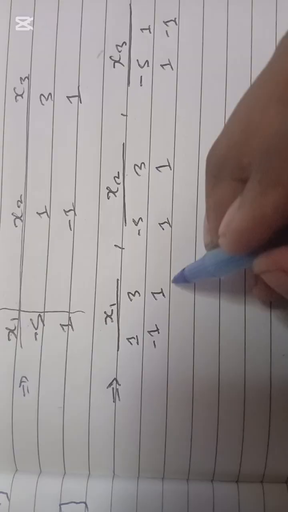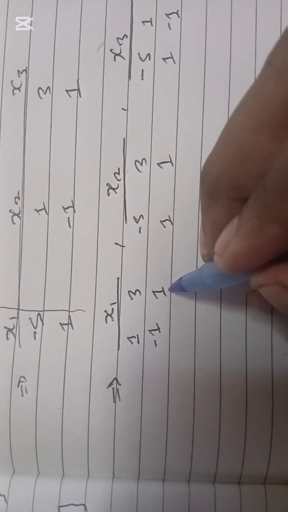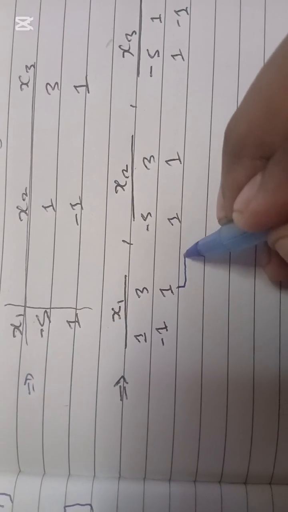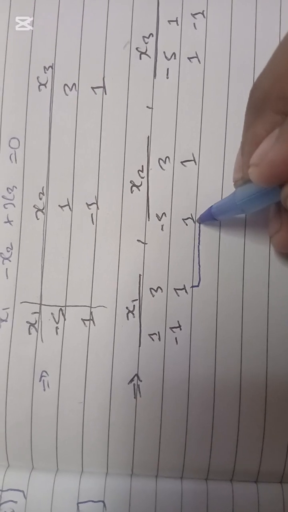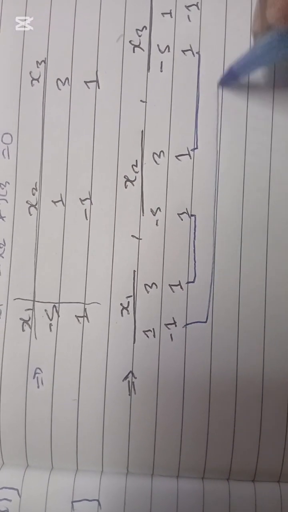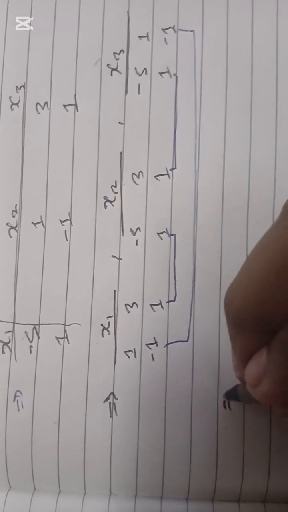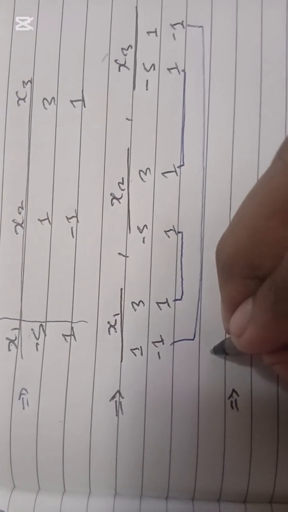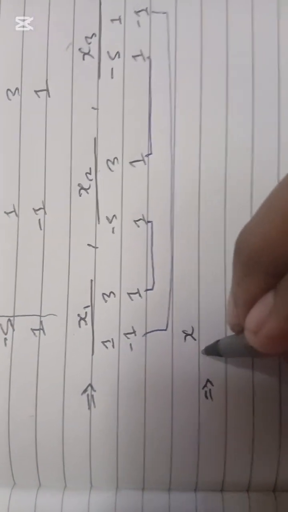To make sure, if you want to find eigenvalues, you follow these steps. Make sure these two elements are the same, these two elements are the same, and these two elements are the same. So ours is correct. So we go ahead and find the eigenvectors for lambda equals 6.